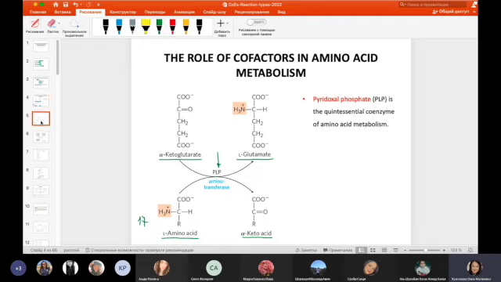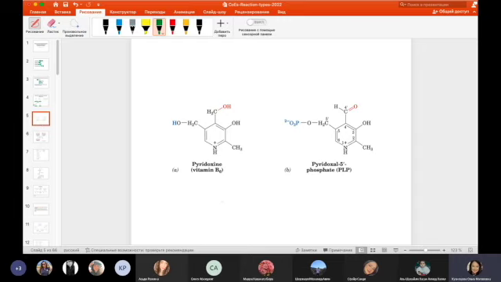Example. On the next slide, I want to show you precursor of pyridoxal phosphate, vitamin B6, the structure of B6. It has the ring in the structure. It is heterocyclic compound, nitrogen-containing ring. Phosphorylation of pyridoxine leads to formation of our PLP, pyridoxal phosphate.